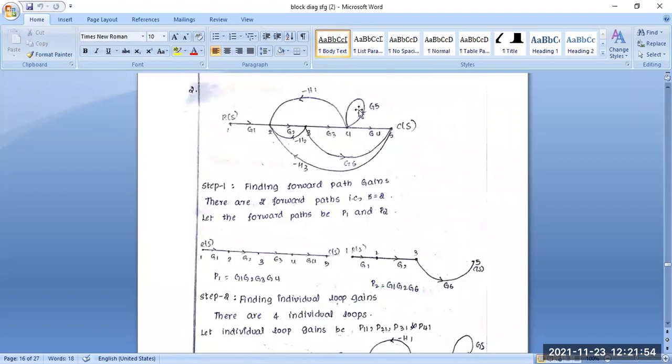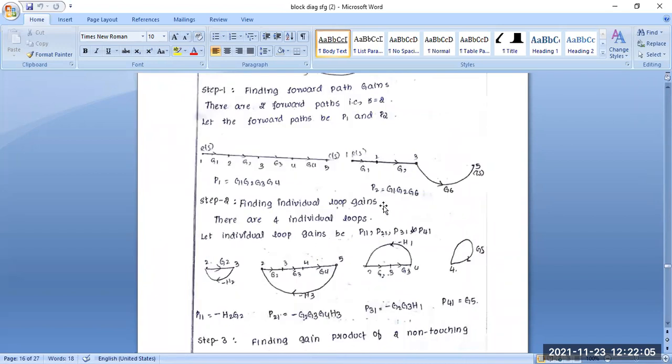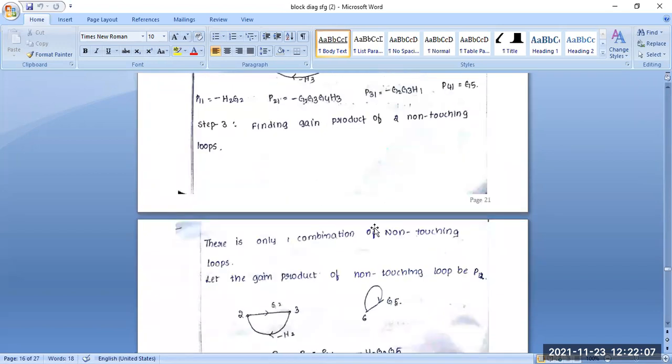This problem is very important. It comes in semester exams of different universities, so please practice it at home also.